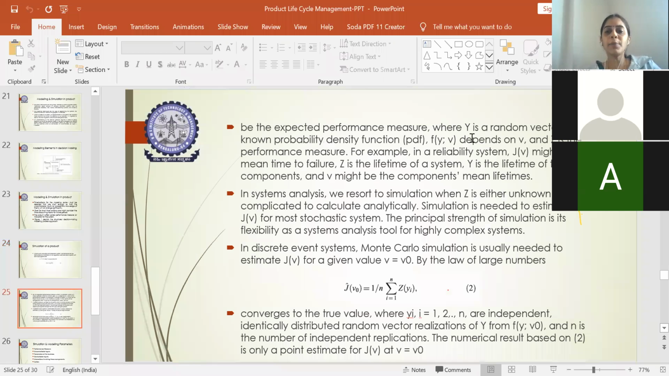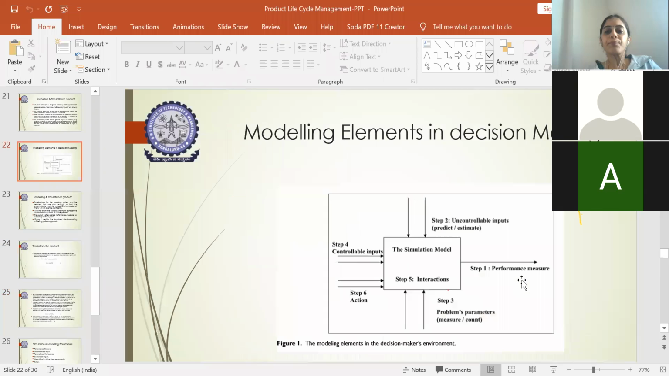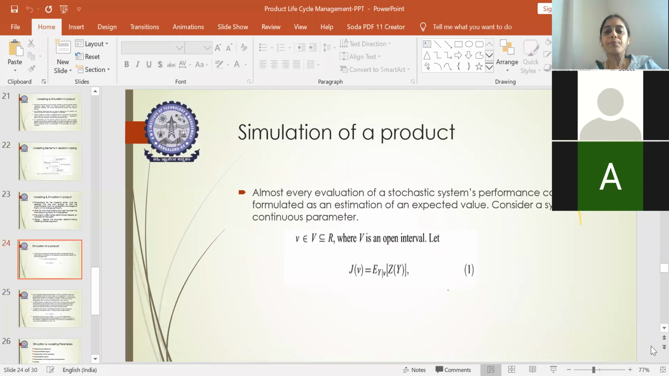Here y will be considered as a random vector. All the random variable vectors will be considered as y, and it is known as the probability density function. So f of y comma small v depends upon v, and Z is the performance measurement. Here Z will provide you the performance measurement. The performance measurement we were dealing with here will be taken from that value. Performance measurement will be referred to by the letter Z.